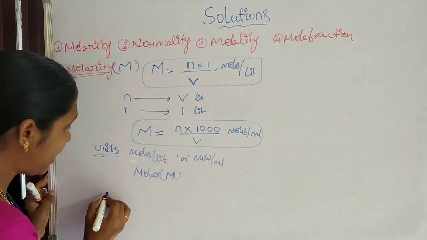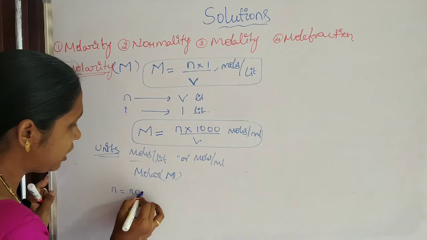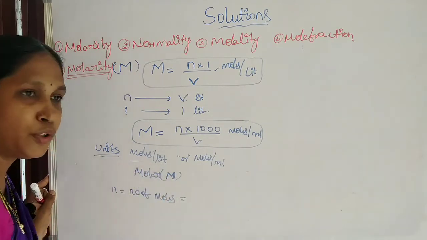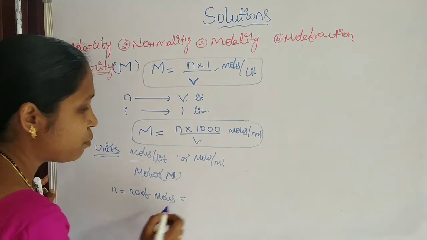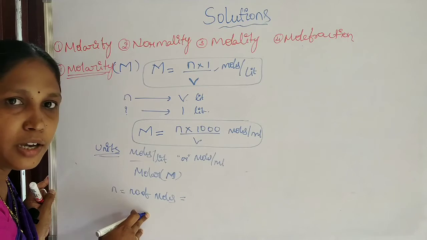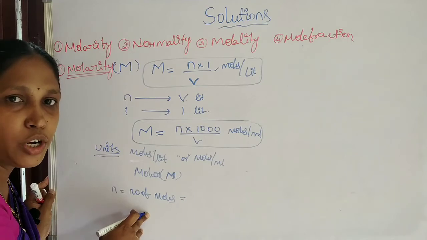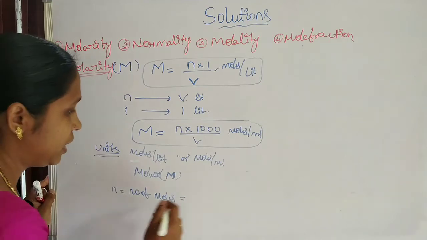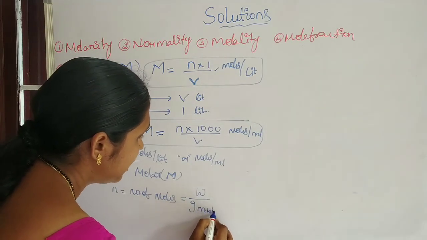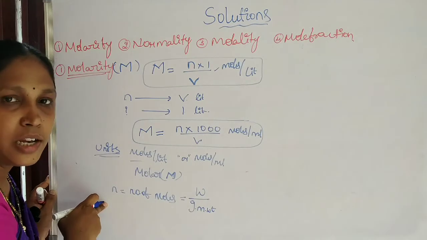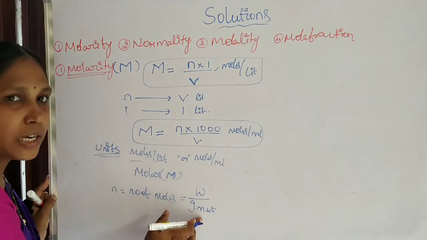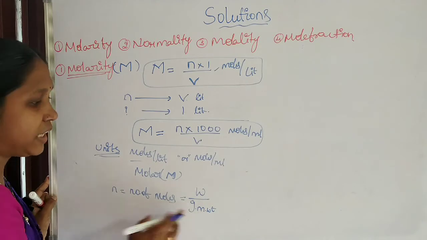What is N? N means the number of moles. How will we calculate the number of moles of solute? Number of moles is the ratio of the weight of the solute to the gram molecular weight of the solute. Weight by gram molecular weight is known as the number of moles, or mole.